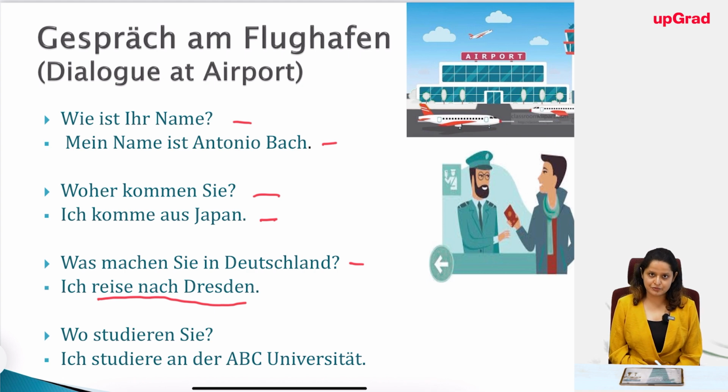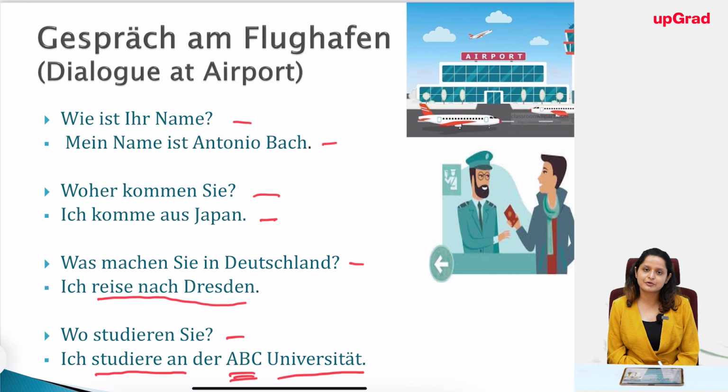If you are a student, you may often get a question that asks wo studieren Sie? That is the place where you are studying, which means you need to respond here with the name of your university. So when the question is wo studieren Sie, you can respond with ich studiere an der ABC University. So this ABC is basically a blank. You can put in the name of your university over here.